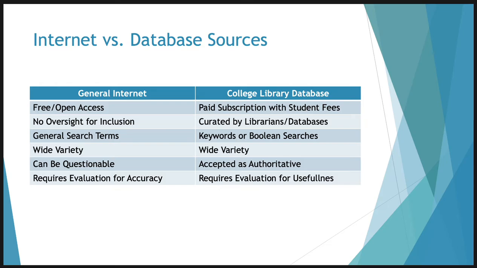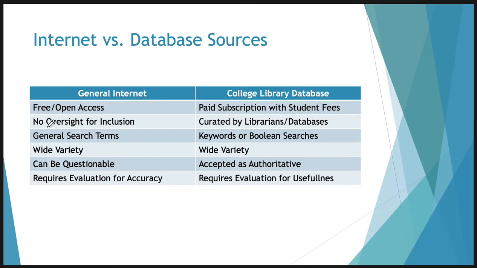These are the kinds of things that you would find through Google, and database sources. So in terms of access, your general internet sources are going to be free open access. Most of them anyone can get access to. Your college library databases, however, are paid subscriptions. So the college pays for each of those databases, which pays for the information within the databases. Sometimes you'll find the beginnings of sources on Google, but they'll be behind a paywall. So your college library database gets you through that paywall.